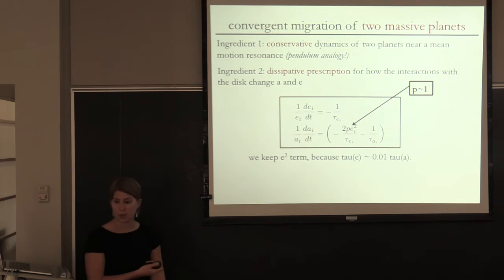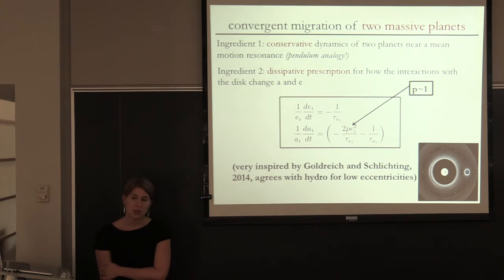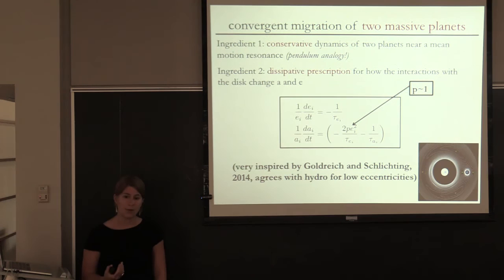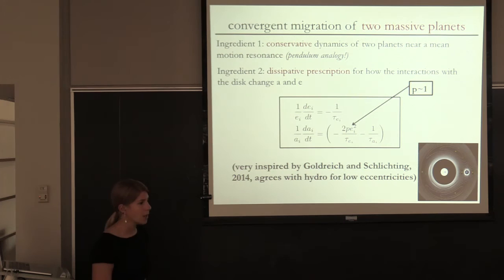In adopting this prescription, I want to point out that we were very inspired by, and this was the same prescription adopted by, Peter Goldreich and Hilke Schlichting in their work, which focused on the circular restricted three-body problem. And also this prescription agrees with hydrodynamic simulations of low mass and isothermal disks for low enough eccentricities. When you say the coupling term, what do you couple? The coupling is basically saying that the eccentricity evolution also affects the semi-major axis. They're not just totally independent.